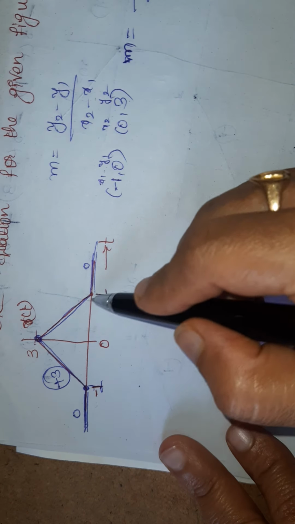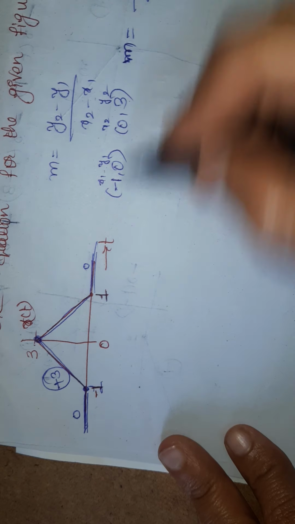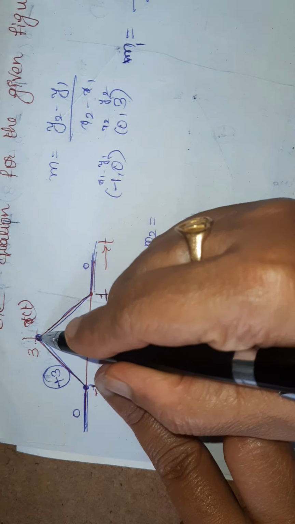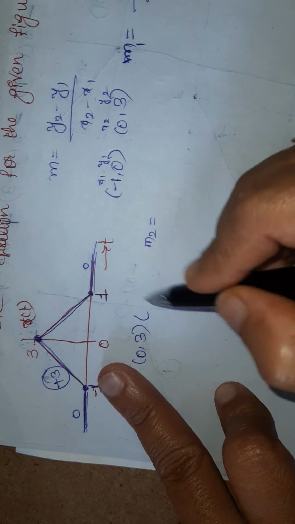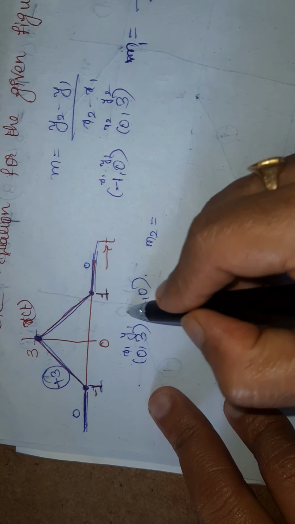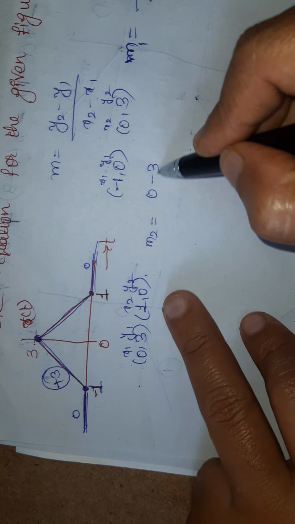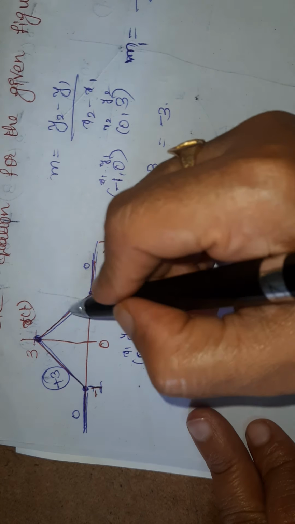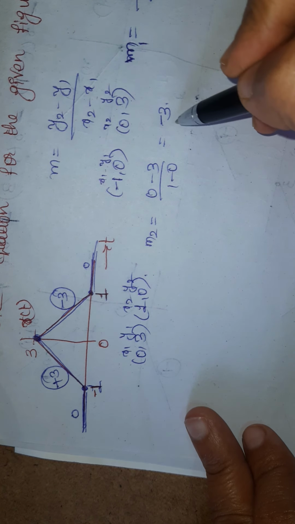Next, for this falling slope we have to calculate m2. So this is m1, next m2. So what are the points? From here, this is the starting point, this is the ending point. Starting point is 0 comma 3, ending point is 1 comma 0. That is x1 y1, x2 y2. So slope is y2 minus y1 by x2 minus x1, minus 3, because it is a falling slope, having the slope minus 3.